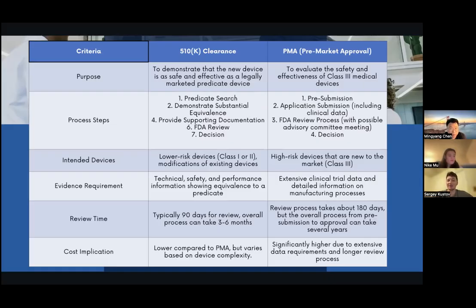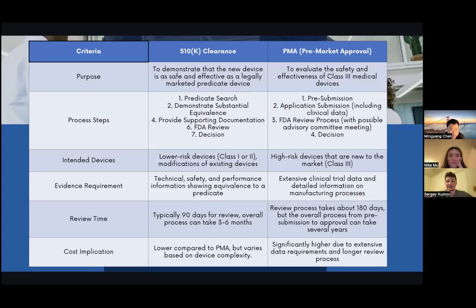For the process steps for the PMA, in pre-submission you supply your supplemental documents prior to any clinical data. Afterwards you provide the application submission, including clinical data. The FDA does a review process that includes meeting with the FDA itself and the advisory committee, and then they render their decision. When you look at these two processes step by step, one is quite longer. The PMA especially sometimes takes years to publish and showcase viable data, because it is starting from scratch and showcasing clinical data, while the 510(k) clearance essentially showcases equivalence.